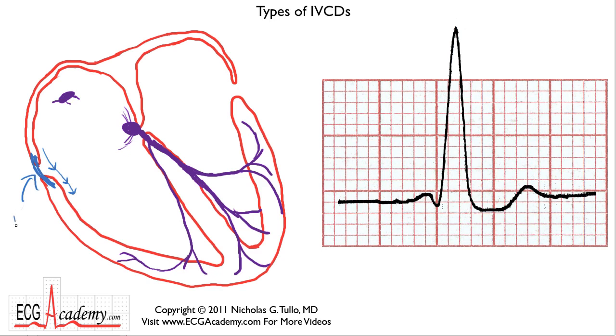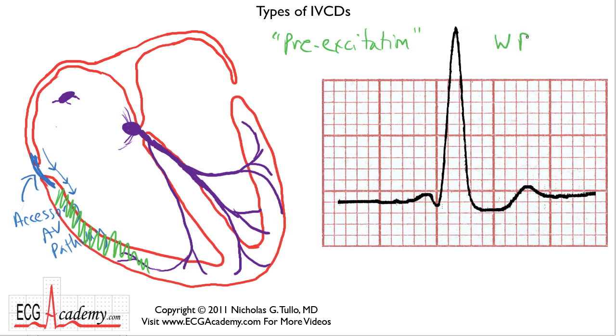This short circuit is known as an accessory AV pathway, and because this part of the heart winds up getting the signal earlier than the rest of the heart, the condition is known as pre-excitation, referring to the fact that part of the heart is being excited prematurely. The other name for this condition was named after the three people who first described it, and that's Wolff, Parkinson, White. Now, what you generally see on the cardiogram in Wolff, Parkinson, White is that the QRS complex starts early.